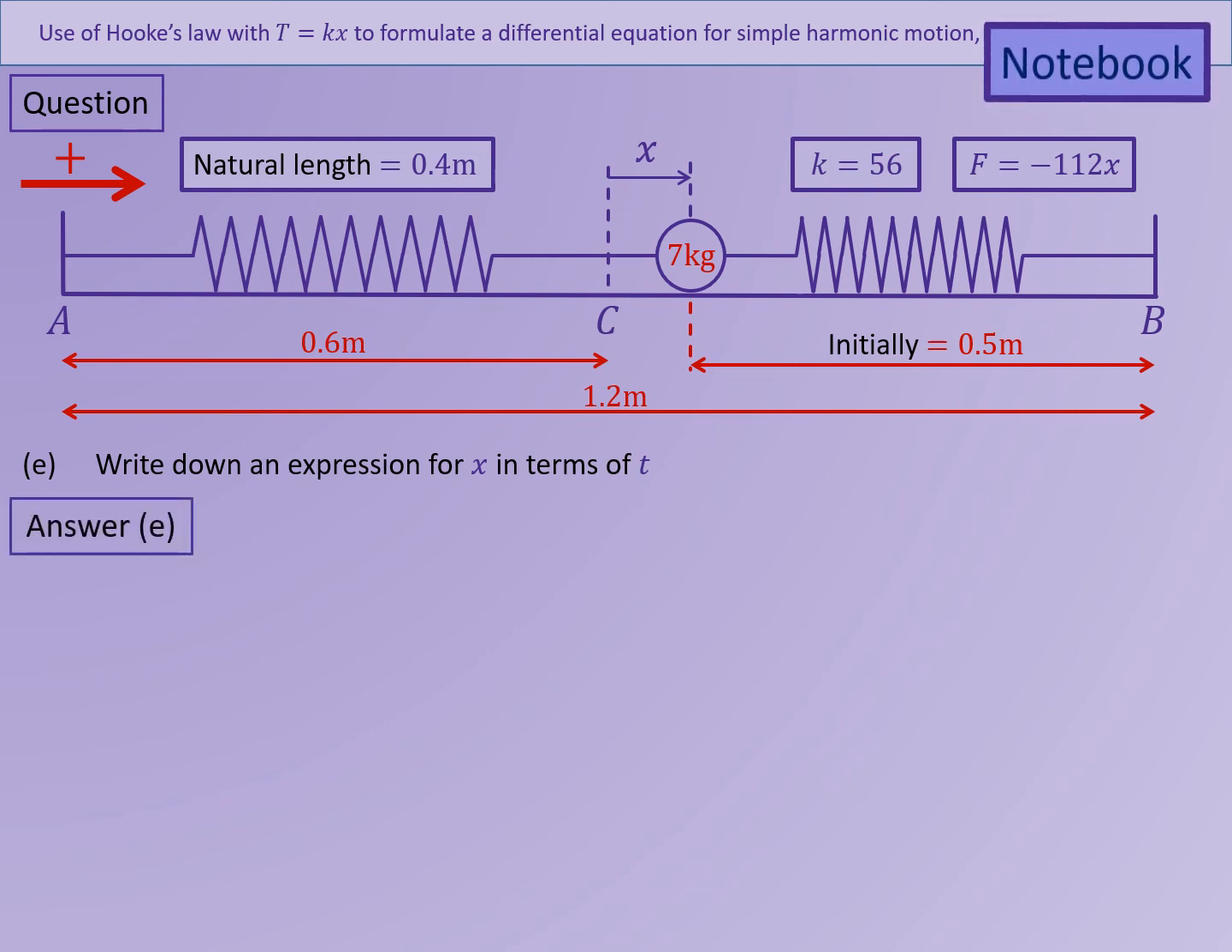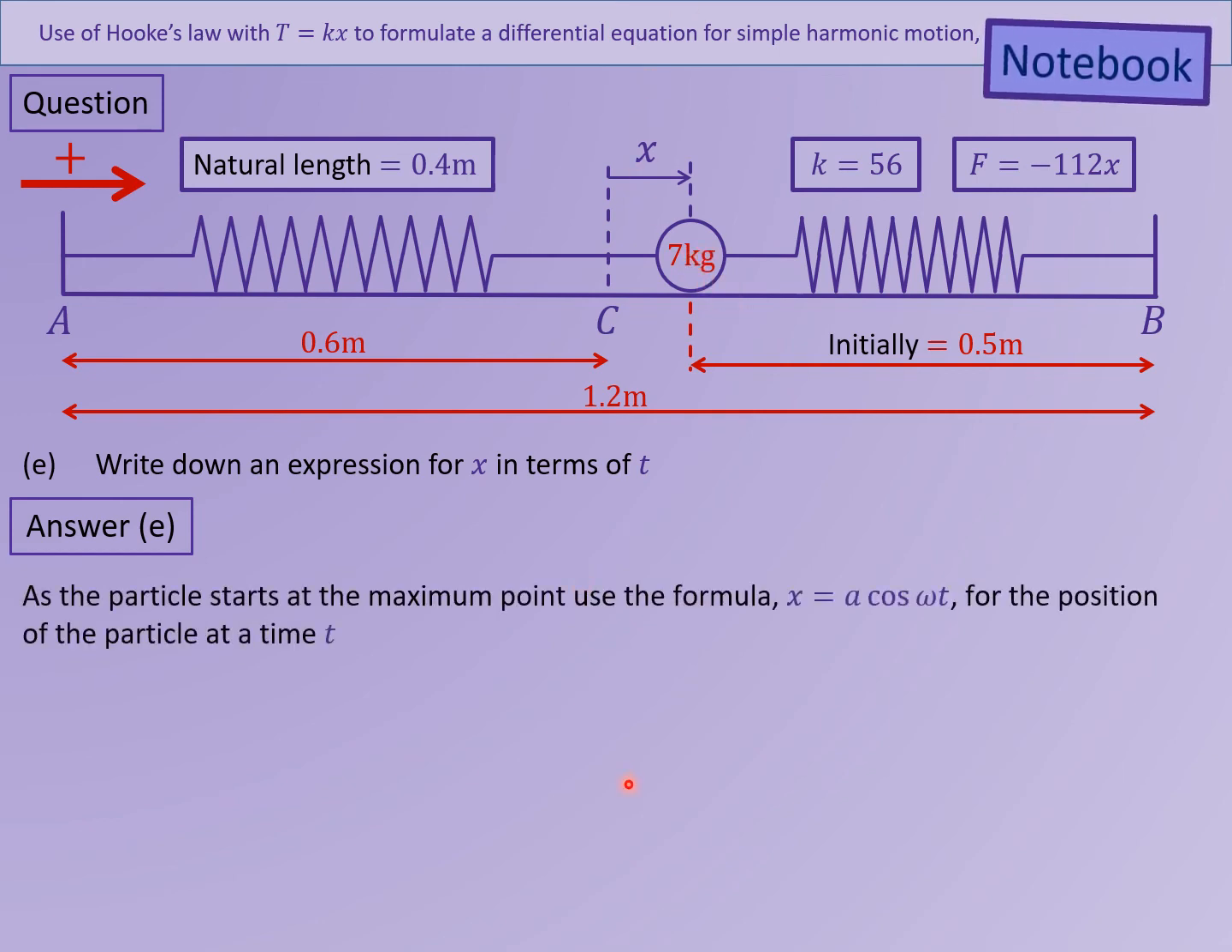So the expression for x, as you notice, is starting at its maximum point. Because it starts at its maximum point, it's appropriate to use x equals a cos omega t. Once you've got that, I can substitute in the parts that I need. So the a value is 0.1, the omega value is 4, and there's my expression straight away. Don't need to do anything more than that. x equals 0.1 cos 4t meters at any given time.